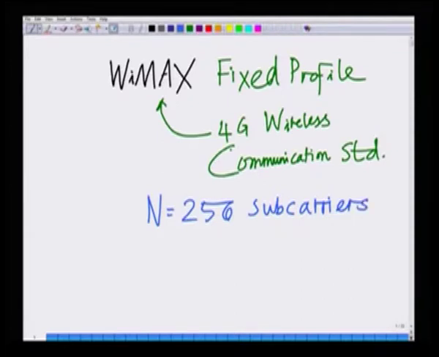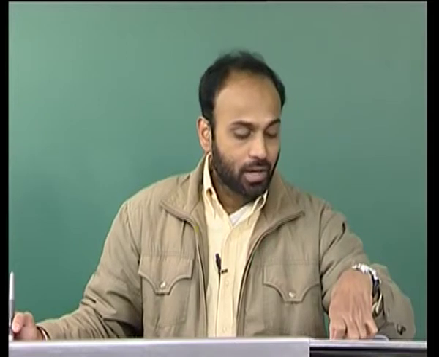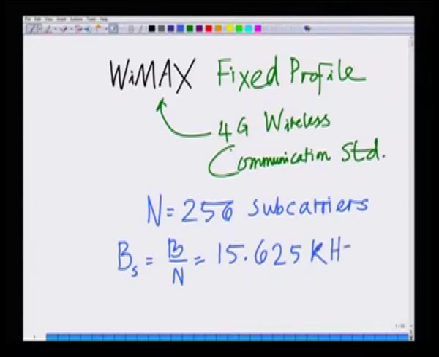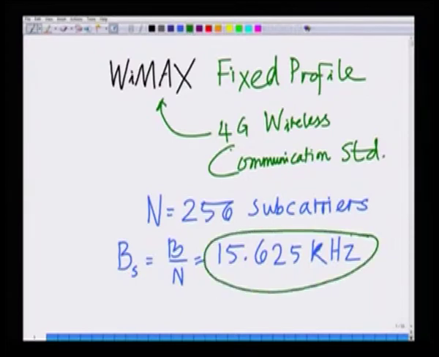subcarriers, and we also said that the bandwidth per subcarrier, that is Bs, is 15.625 kilohertz. So, Bs, which is nothing but B over n, equals 15.625 kilohertz. Now you can see this 15.625 kilohertz is much less than the coherence bandwidth of the system, which is around 200 to 300 kilohertz. Hence we can safely say that each subcarrier experiences frequency flat fading.